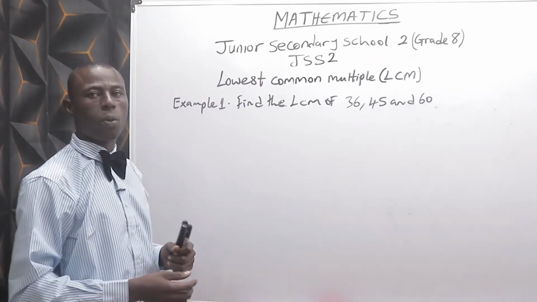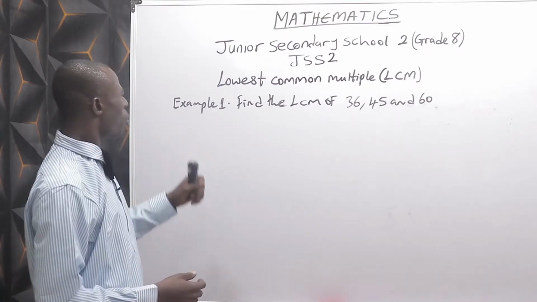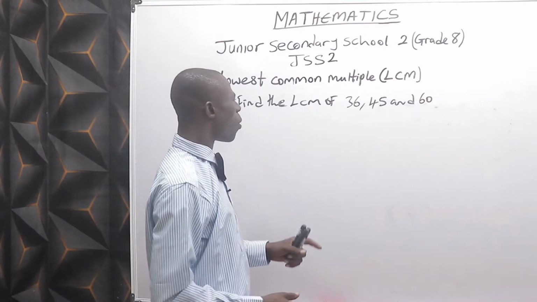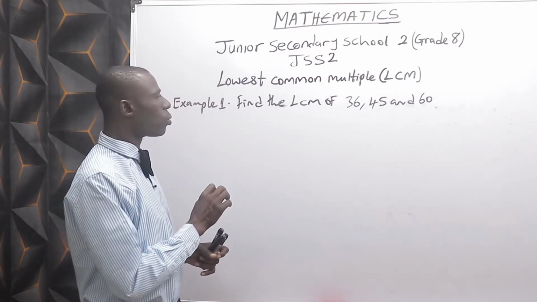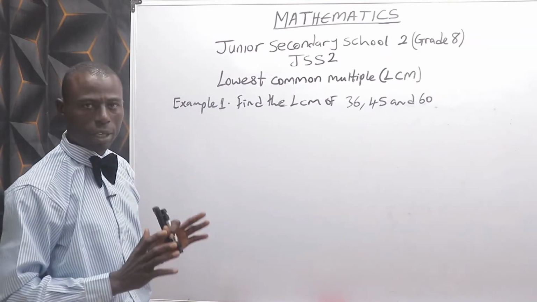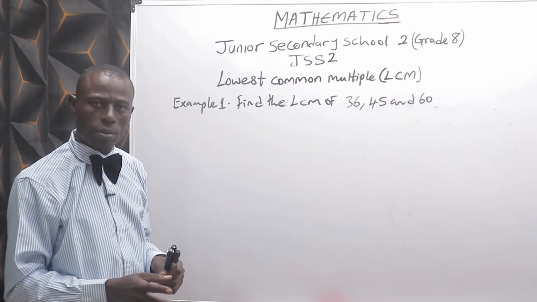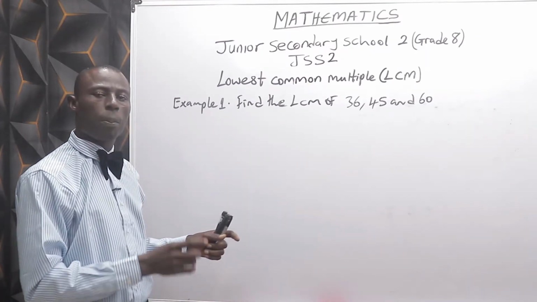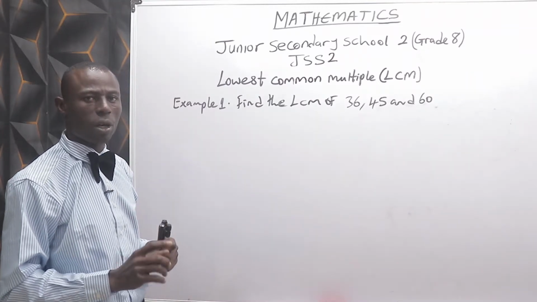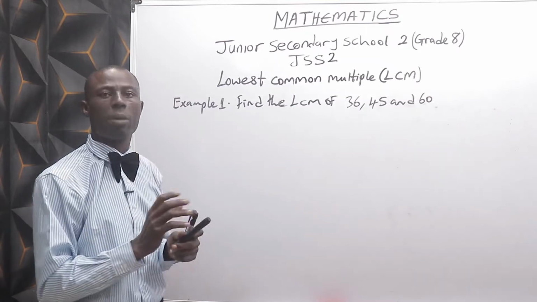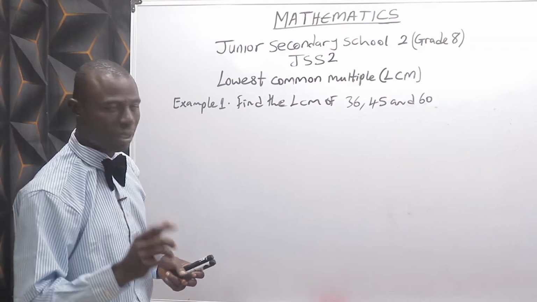Let's consider example 1 under this lowest common multiple. Example 1. Find the LCM of 36, 45, and 60. There are two ways of finding LCM actually. Number 1, we use the long division method. Number 2, we use the product of prime factors method. I'll be using the two methods available for each example for proper understanding.